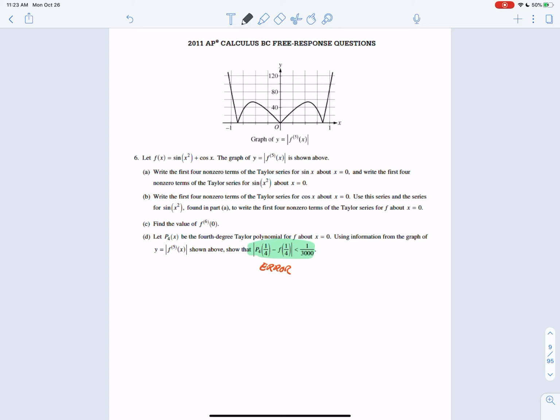Okay, so here, oh, this is not the right one. 2011 scoring. There we go. Okay. All right, so by now I assume that you have part A, B, and C done.